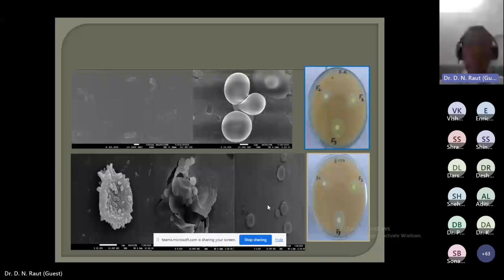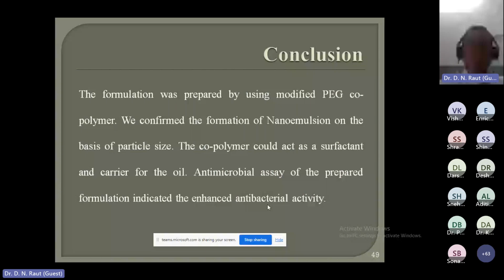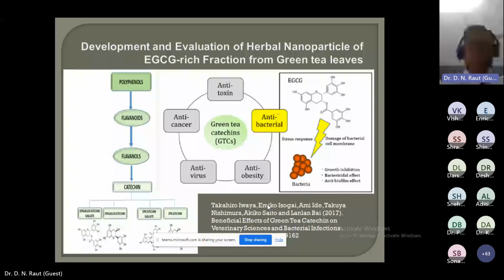So in this project we have prepared the modified polymers, and we probably use them for antimicrobial activity. So a second sort of dosage form we can try for this.